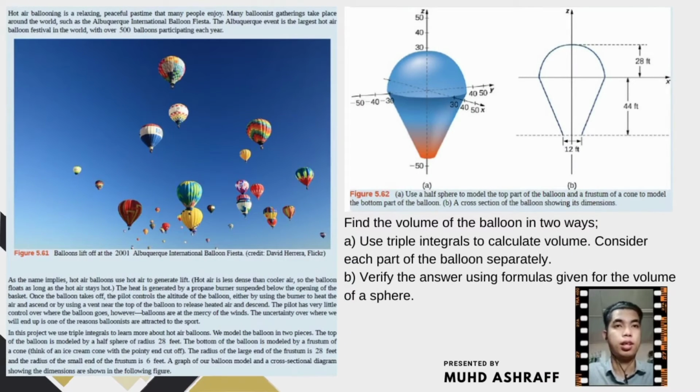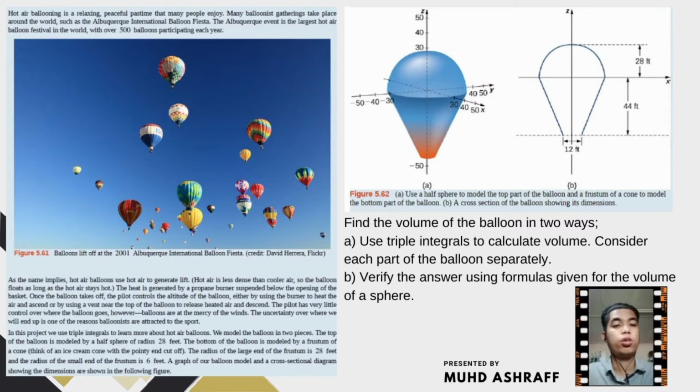Assalamualaikum and greetings. Hi, my name is Muhammad Ashraff bin Nasruddin, and now I will talk about the first question for the topics of triple integral in cylindrical coordinates. Okay, the first question is about the hot air balloon, where we need to find the volume of it. So in question A, we need to consider each part of the balloon separately.